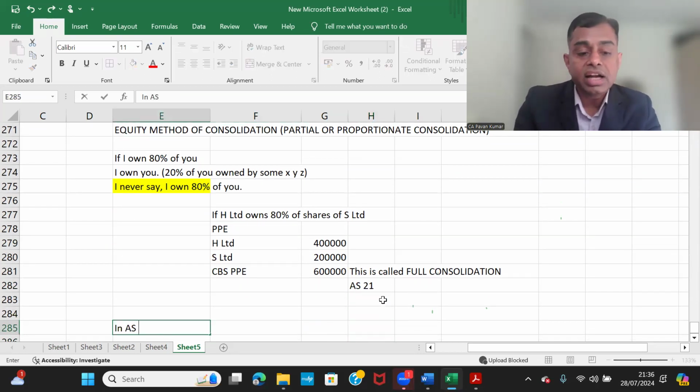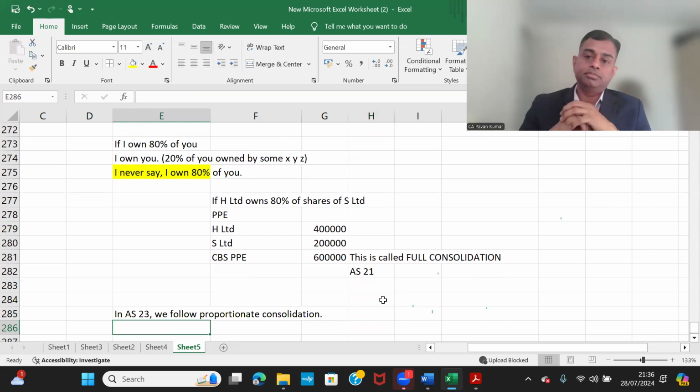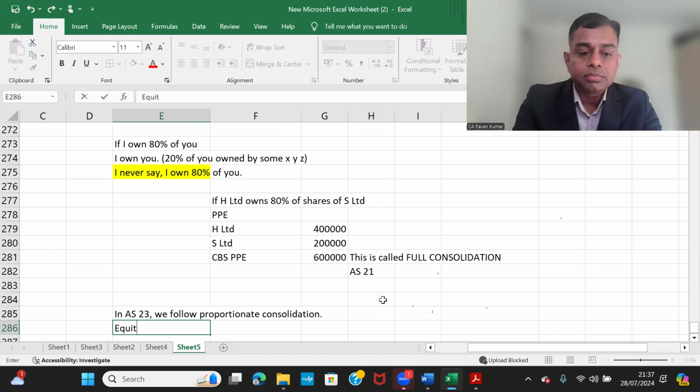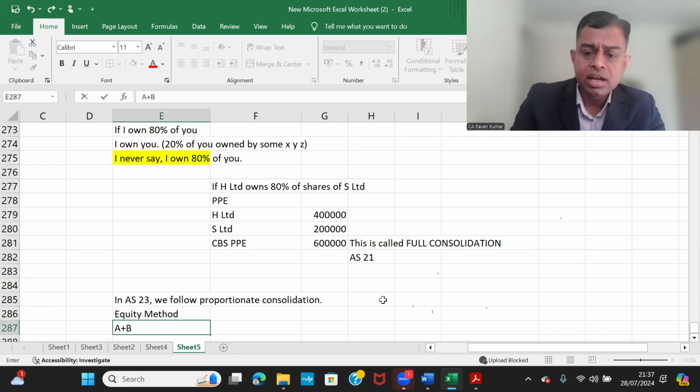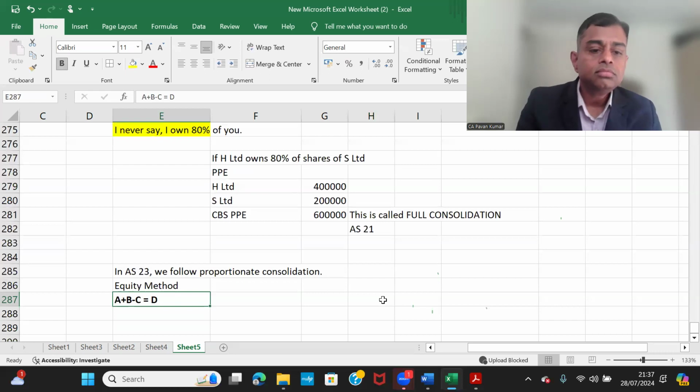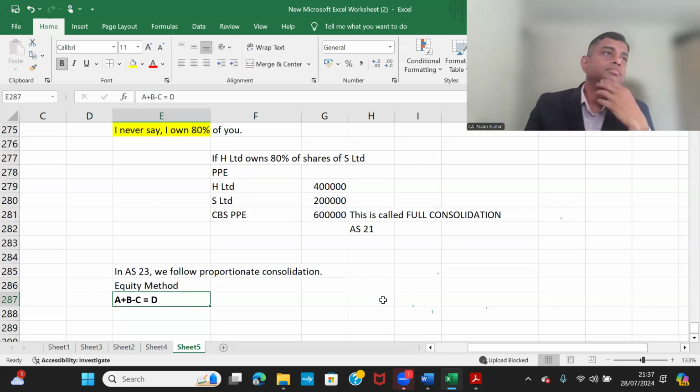In accounting standard 23, we follow proportionate consolidation. This is called equity method. Simple. A plus B minus C is equal to D. Over. Standard is over.